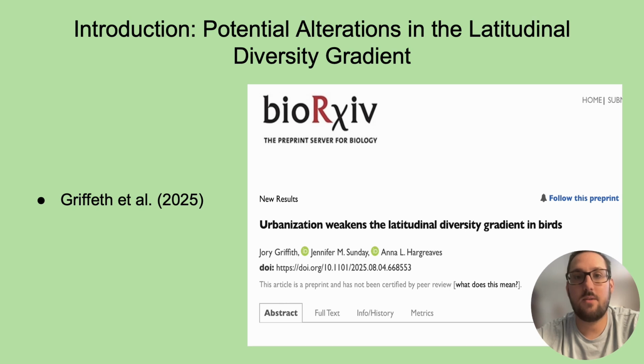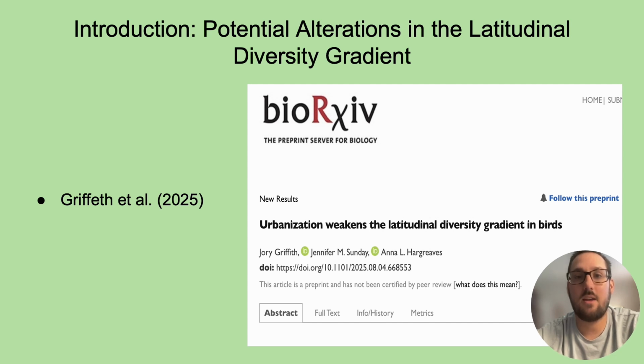We will now discuss potential alterations in the latitudinal diversity gradient concerning avian diversity and species richness through the lens of past studies. Griffith et al. 2025 sought to look at how urbanization affected large-scale diversity patterns such as those seen in the latitudinal diversity gradient. They found that the latitudinal diversity gradient in birds was weaker in urban areas than natural areas across latitudes.